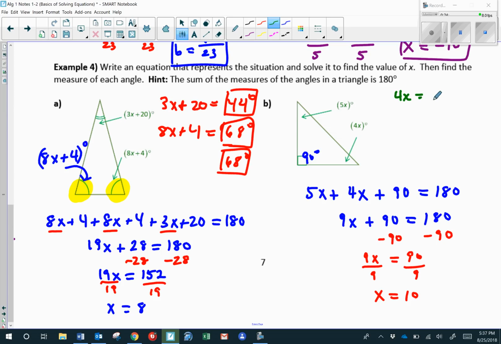One of the angle measures is 4x. So 4x is going to give us a 40-degree angle measure. That's one. A second angle measure is 5x. So that's going to give us a 50-degree angle. And then the last angle was something that we knew already, 90 degrees.